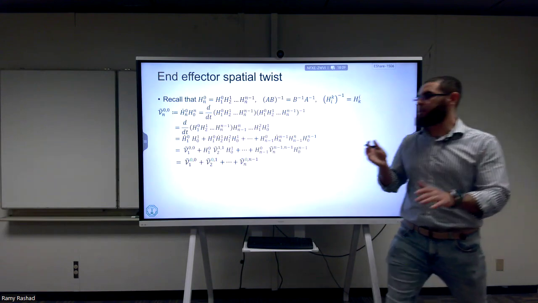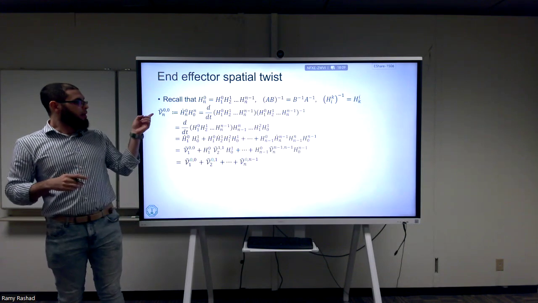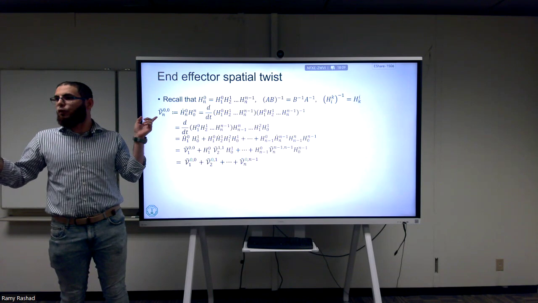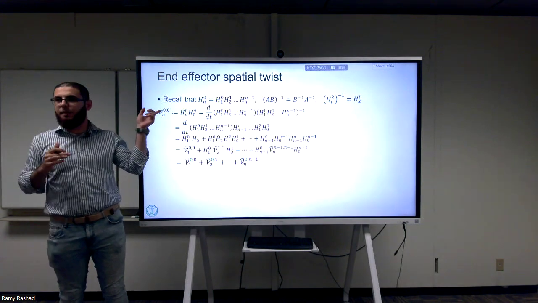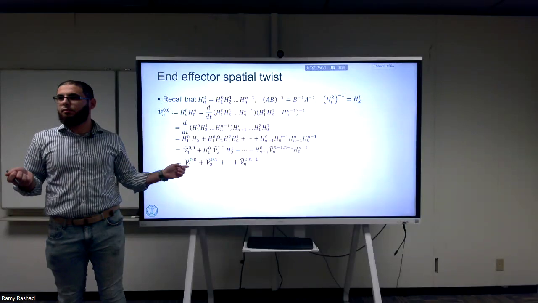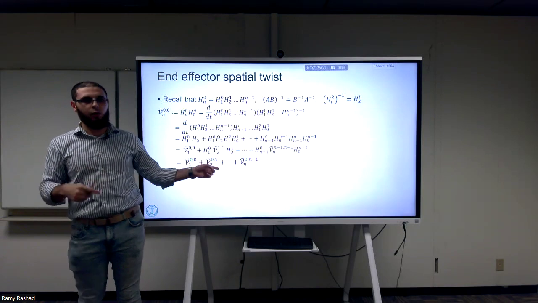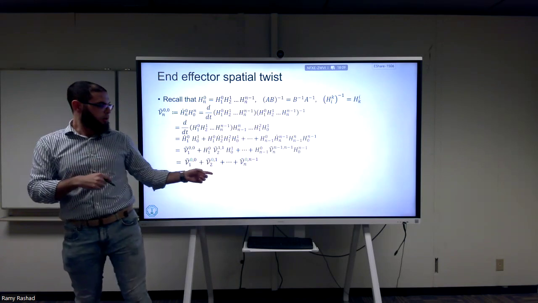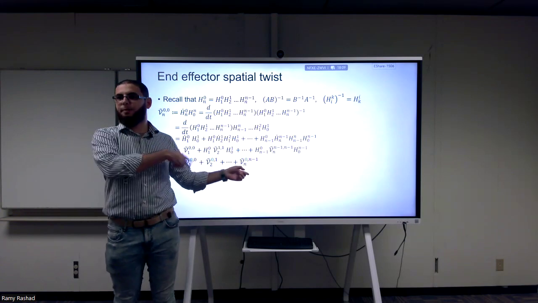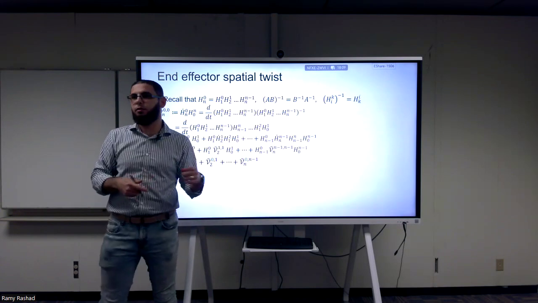Let's look at what this means and see whether it's something intuitive or not. The twist of the end effector, or frame n, with respect to the stationary frame, expressed in the stationary frame, is equal to the twist of 1 with respect to 0 expressed in 0, 2 with respect to 1 expressed in 0, 3 with respect to 2 expressed in 0, 4 with respect to 3 expressed in 0, up till n with respect to n minus 1 expressed in 0.